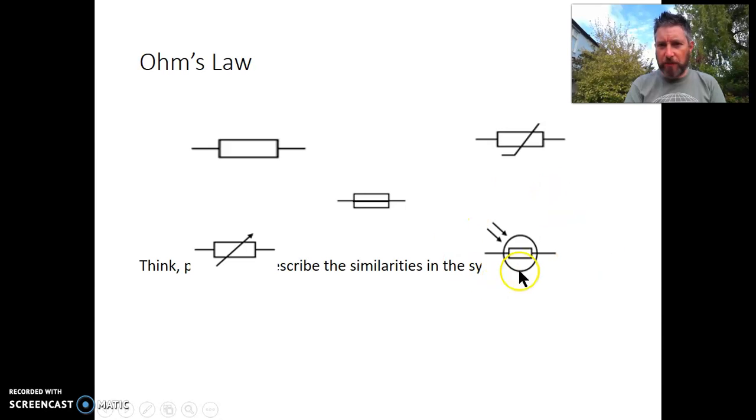This is a light dependent resistor, so you can see the light hitting that. So again, the resistance depends on how much light hits it. And this is called a thermistor, so it's a resistor with a thermometer really. It changes resistance based on temperature.